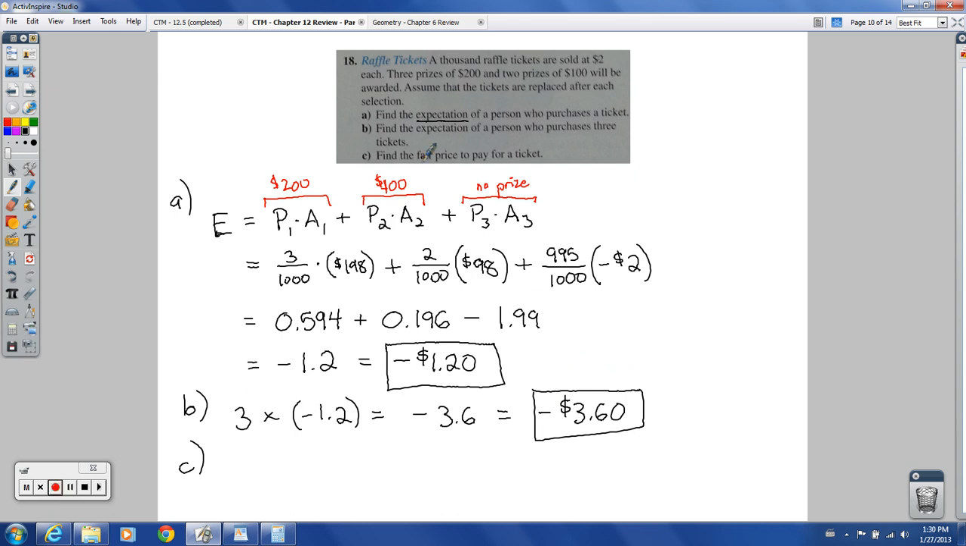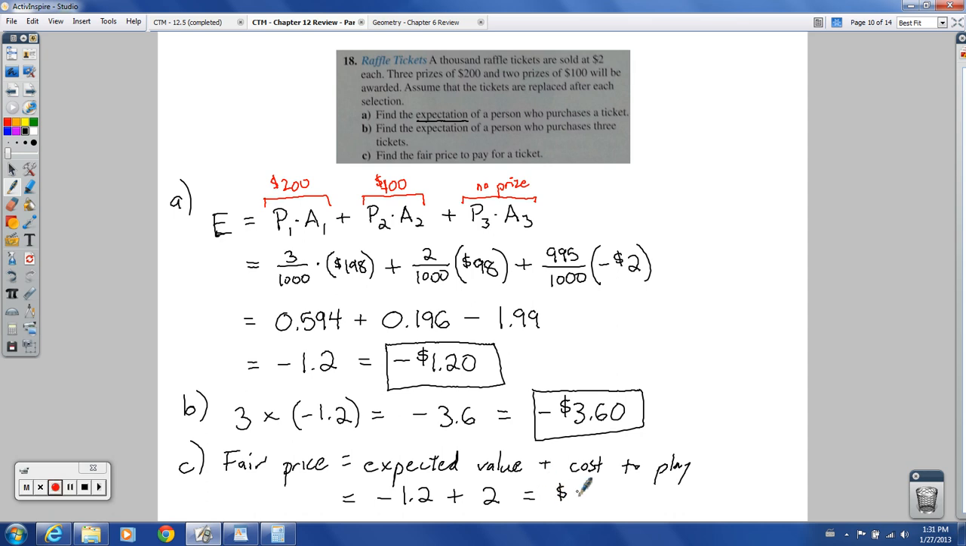And then find the fair price to pay for a ticket. So if we think back to lesson 12.4, fair price was the expected value plus the cost to play. So the expected value was negative 1.2, the cost to play was $2, so I fill those things in there, and a fair price for the ticket should be 80 cents, 0.8, which is the same thing as saying that. Alright, so that is number 18.